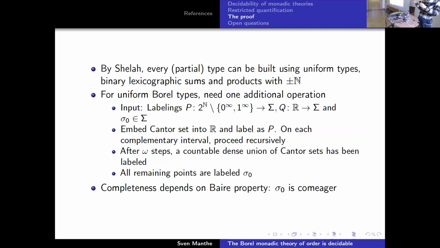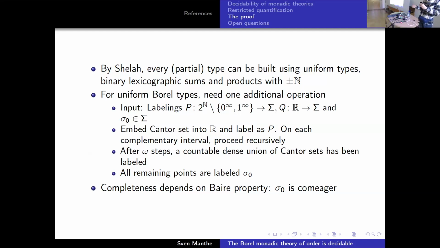So this explains why we see meagerness in the theory, and now let's go on to actually use the Baire category methods. By Shelah, we know that every partial type can be built using those uniform types, binary lexicographic sums, and product with the natural numbers. This is what was used to show the restriction kind of quantifiers I mentioned before. And for uniform Borel types, we will need only one additional operation to generate all types of Borel subsets, which somehow shuffles Cantor sets densely inside the reals.